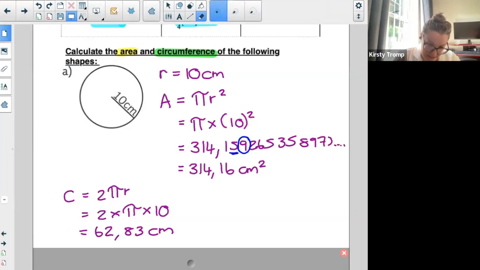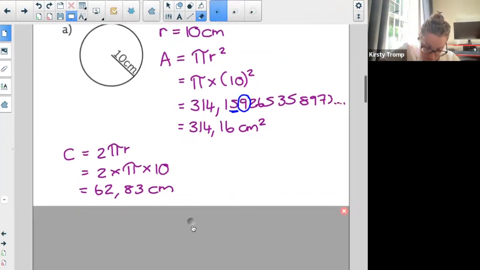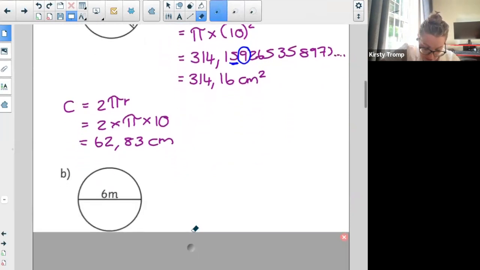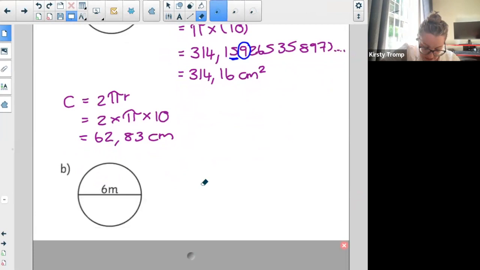All right. Let's have a look at example number 2. I'm going to give you a few minutes to go try it. So example number 2, they've given me a circle. It's got a 6 there.